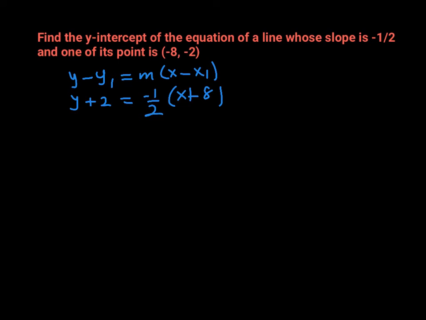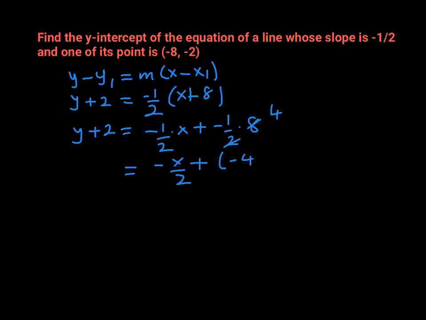Okay, so now let's distribute negative half to all the contents of the bracket. So y plus 2 is equal to negative half multiplied by x plus negative half multiplied by 8. So this becomes negative x over 2, plus, 2 goes in 8 4 times, 4 times 1 is 4, so that is negative 4. So y plus 2 is equal to negative x over 2 plus negative 4.